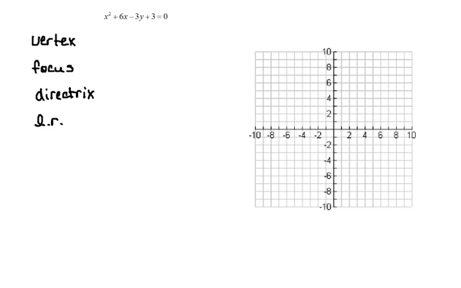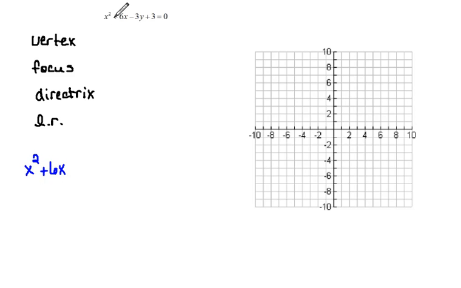Alright, here's our next example, and again we are going to have to complete the square in order to get this into the standard form so that we can read everything off. Alright, so let's go ahead and start doing that. We're going to put our x squared plus 6x.